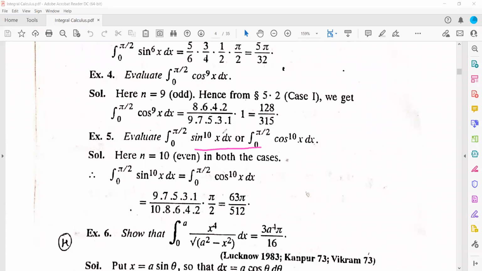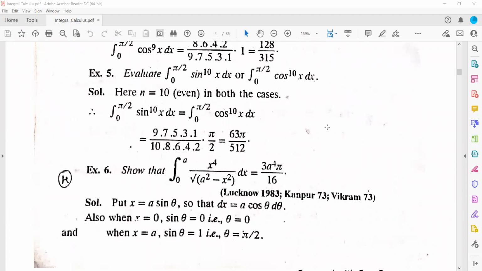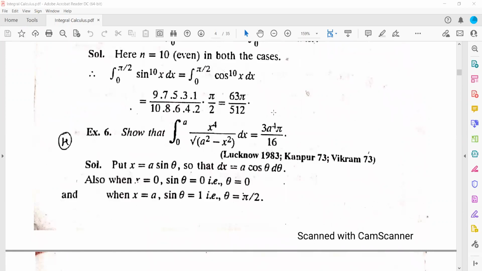Similarly, there are many problems here. You follow the process and use the result, and you will get the solution. Now if you see example 6, to get the value of this integration we need some substitution, a trigonometric substitution. In place of x, just put a sine theta. Then you see what you are getting. This type of problem you have already solved in class 12 using the substitution method.